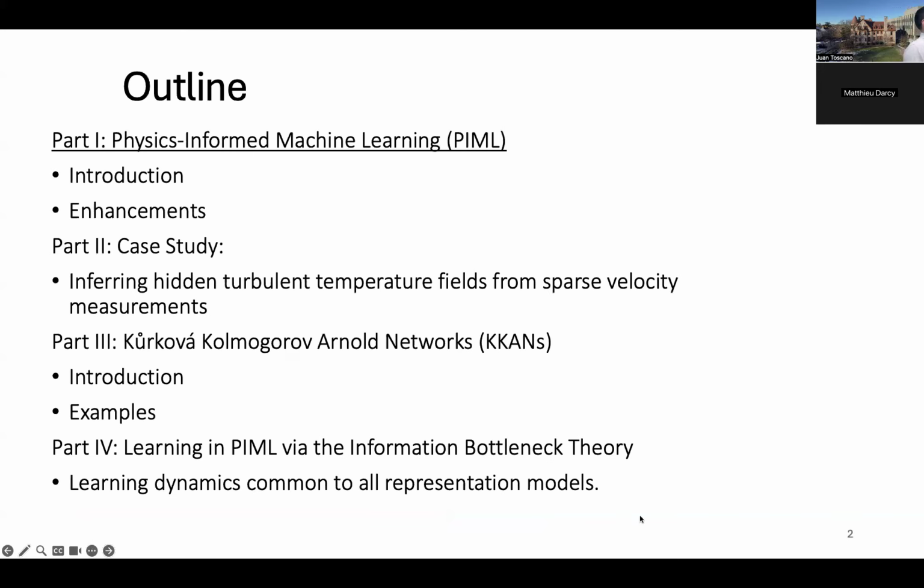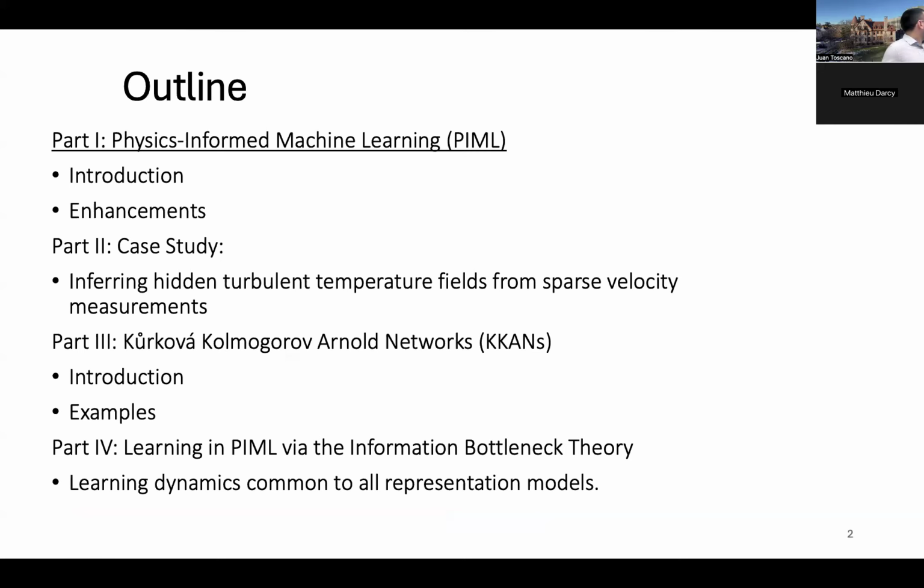This talk will be organized mainly in 4 parts. In the first part, I'm going to talk about physics-informed machine learning, to give everybody a general framework and some introduction of the method, and also how can we make it work better, how to enhance it. Then we're going to go to a specific case study in which we're going to use physics-informed GANs to infer turbulent temperature fields from sparse velocity measurements.